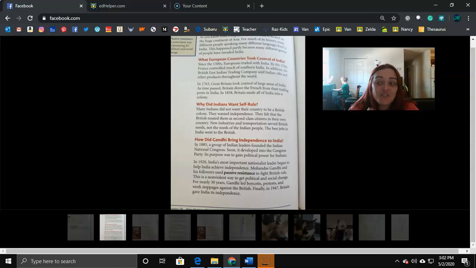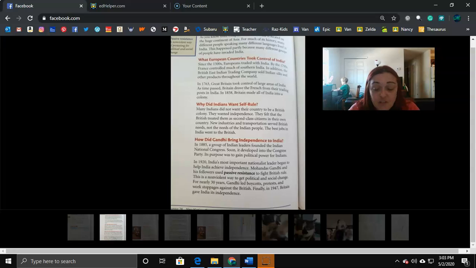This is lesson 3 of our history book. We are in the middle of chapter 28, New Nations Emerge. So this is lesson 3, India gains its independence. As you know from chapters 2 and 12, India is located on a huge continent of Asia. For much of its history, many different people speaking many different languages lived in India. This happened partly because many different groups of people invaded India.